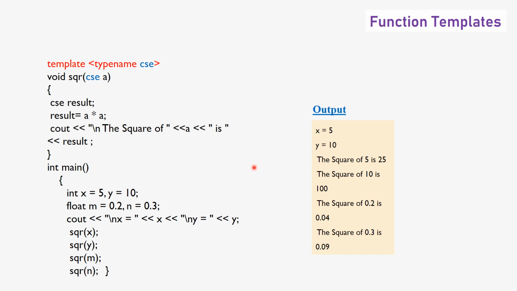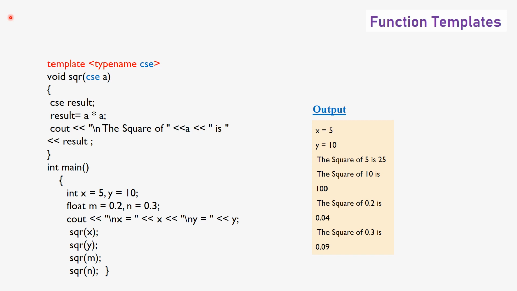Now let's try to pass another integer variable y. So CSC becomes integer for this statement only. The output is: the square of 10 is 100.